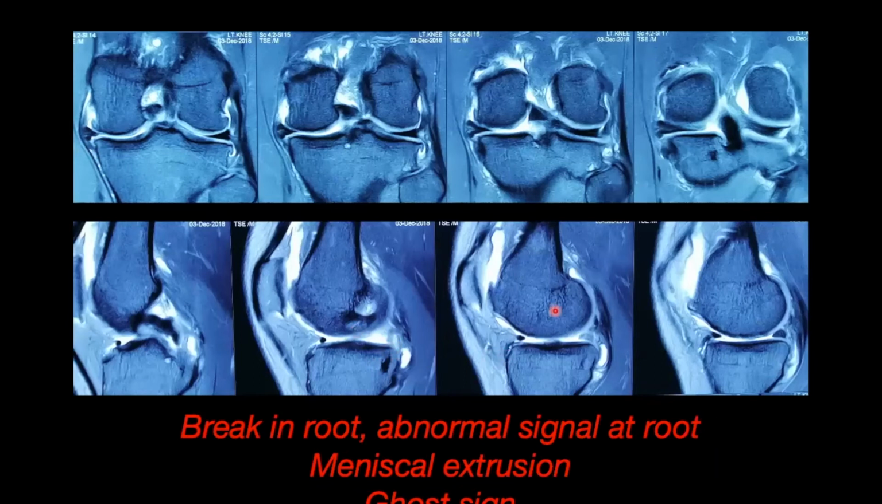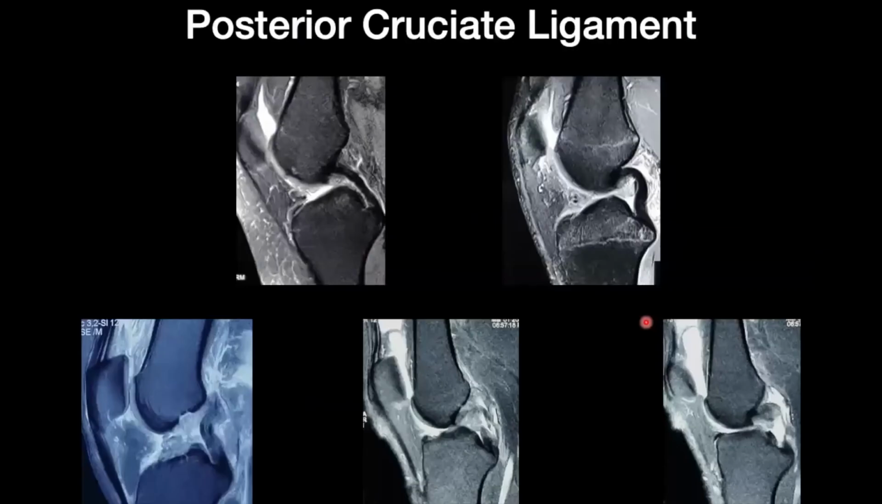So these three signs are very typical of meniscal root tears, and whenever we see these signs, we should be very cautious about the possibility of meniscal root tears. Let us discuss something about the posterior cruciate ligament. The posterior cruciate ligament is a homogeneous black shadow that goes from the posterior aspect of the tibia to the femur, and it is always a thicker shadow than the ACL.